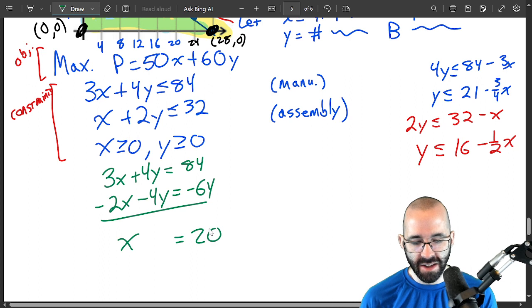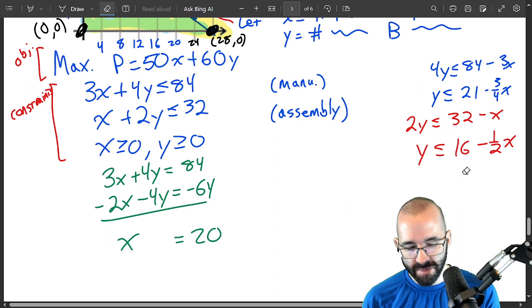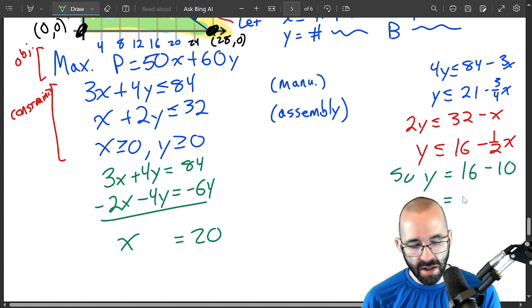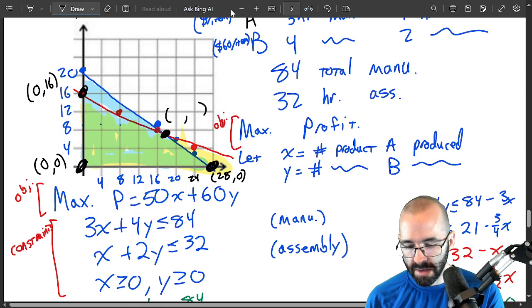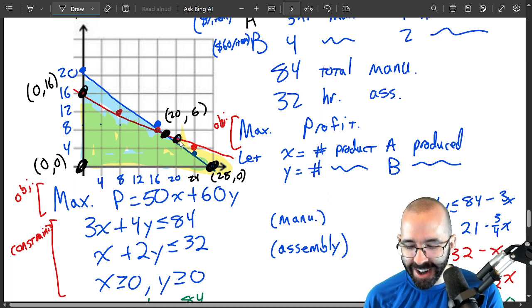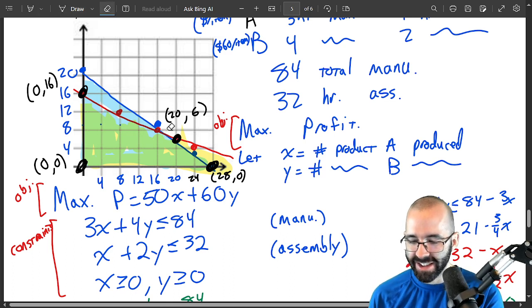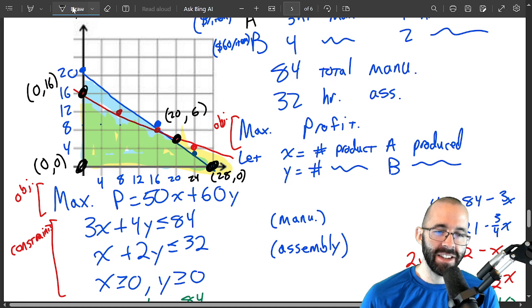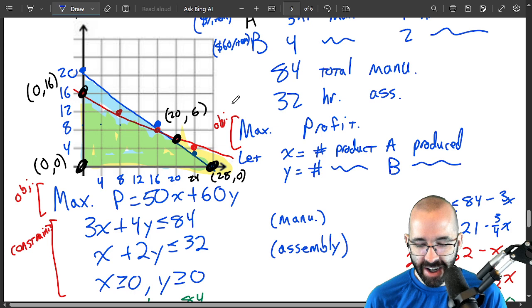And then there's a couple of ways that you can do it. We did already solve for y, so you could plug in x equals 20 into one of these. That'd be fine. So y is going to be equal to 16 minus half of 20. Y is 6. This is the point 20, 6. So in other words, it's this point. Graphing by hand is unreliable unless you have a straight edge. Otherwise, you can solve it like I did.